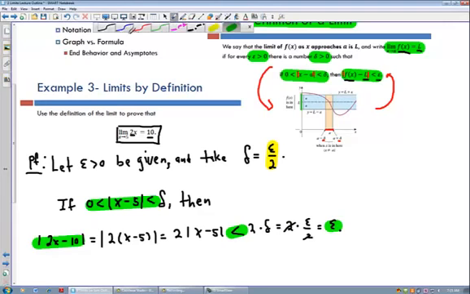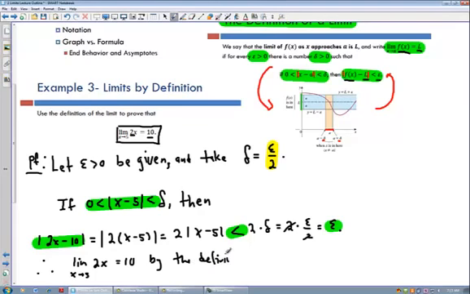So my conclusion is, therefore, the limit as x goes to 5 of 2x is equal to 10 by the definition of the limit.